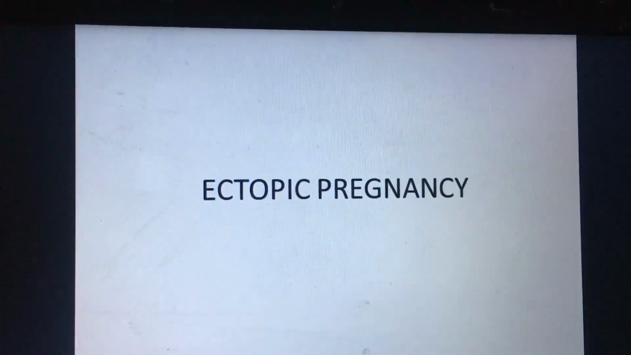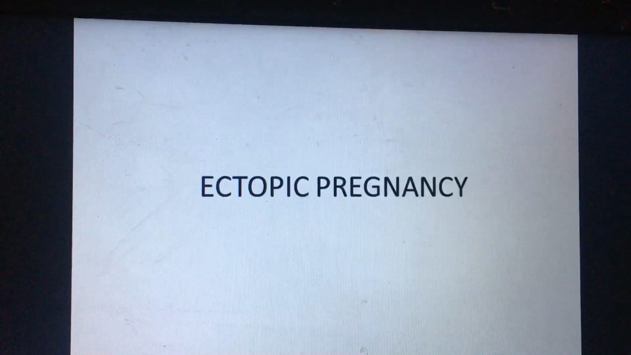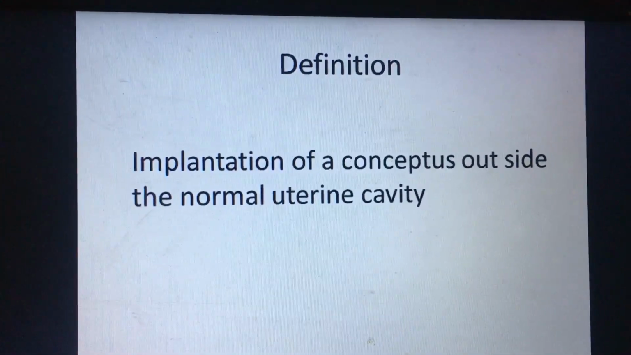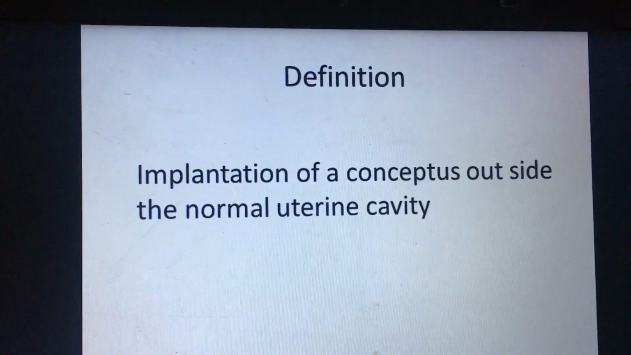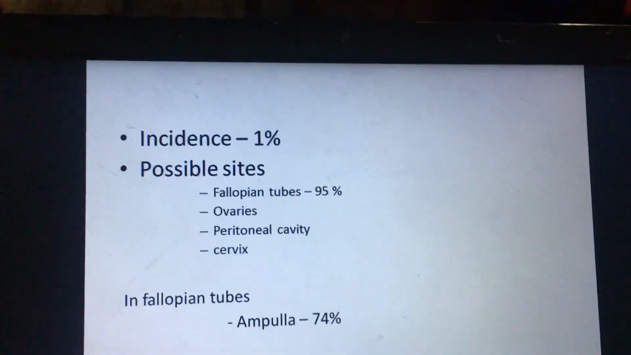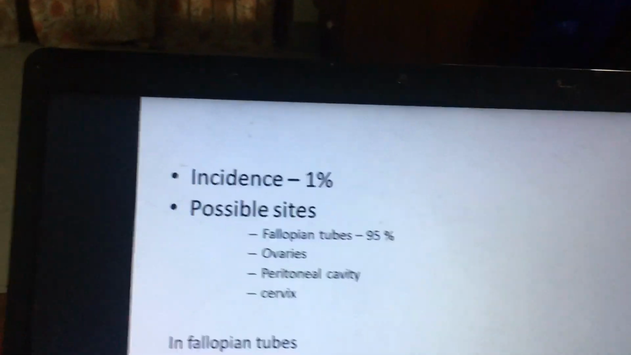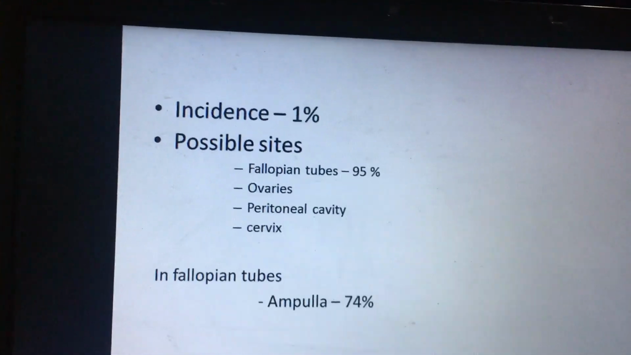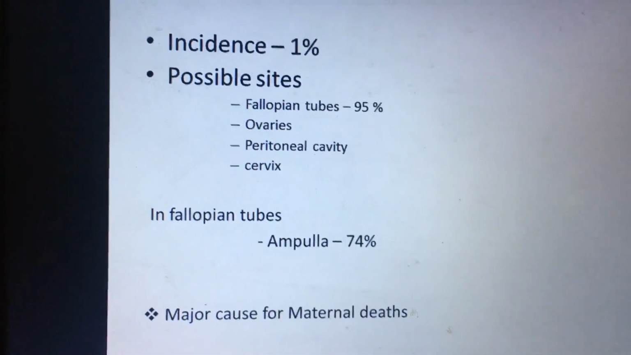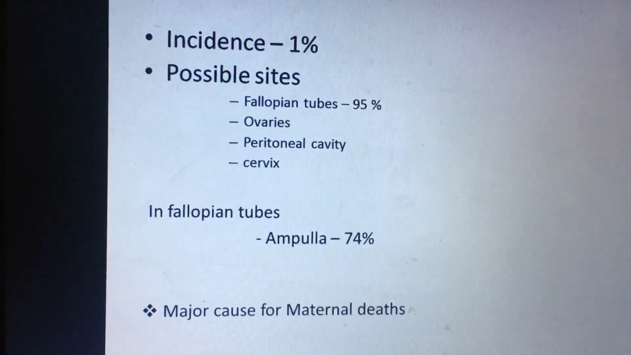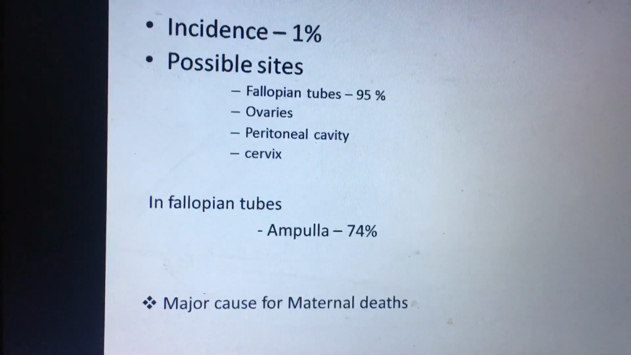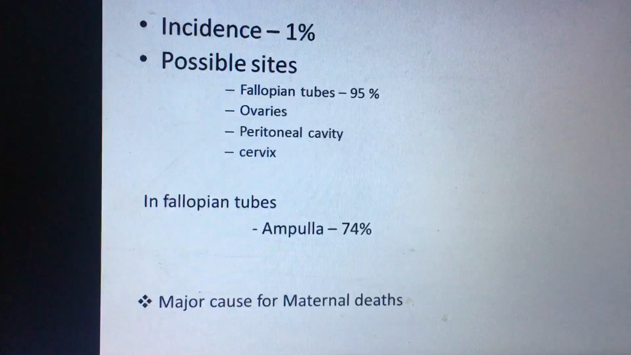Today we are going to talk about ectopic pregnancy. Ectopic pregnancy is implantation of a conceptus outside the normal uterine cavity. Incidence is about 1% of all pregnancies. Possible sites are the fallopian tubes, which have a 95% chance, and other than that the ovaries, peritoneal cavity, and cervix are possible sites. In the fallopian tubes, the ampulla has a 74% chance of implantation.